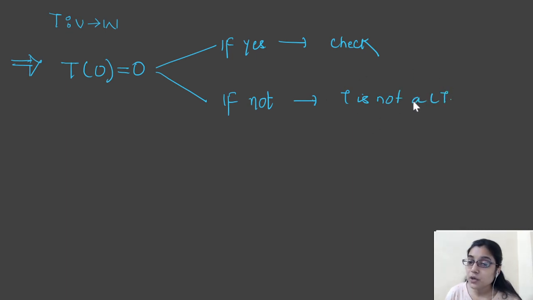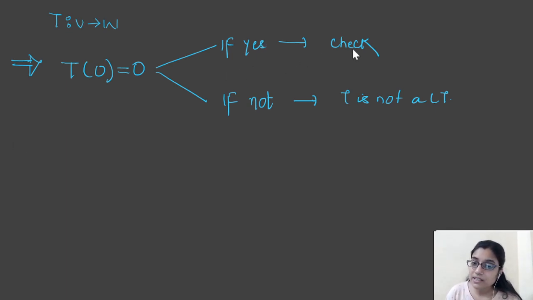Why? Because if it were a linear transformation, T of 0 would definitely go to 0, by definition. But if that is not happening, it means T is not a linear transformation. But if it does hold, then we will not say anything yet about whether this T is a linear transformation or not. I'll give you examples, we will check it.